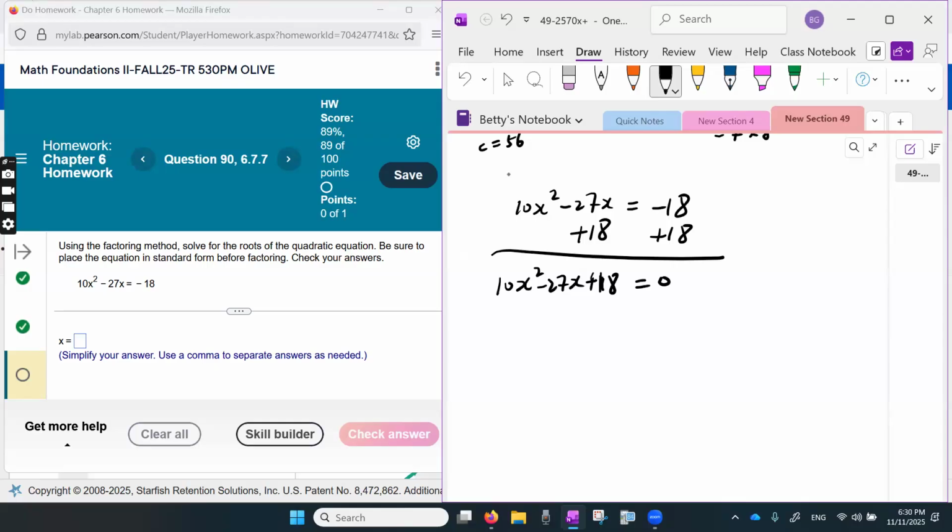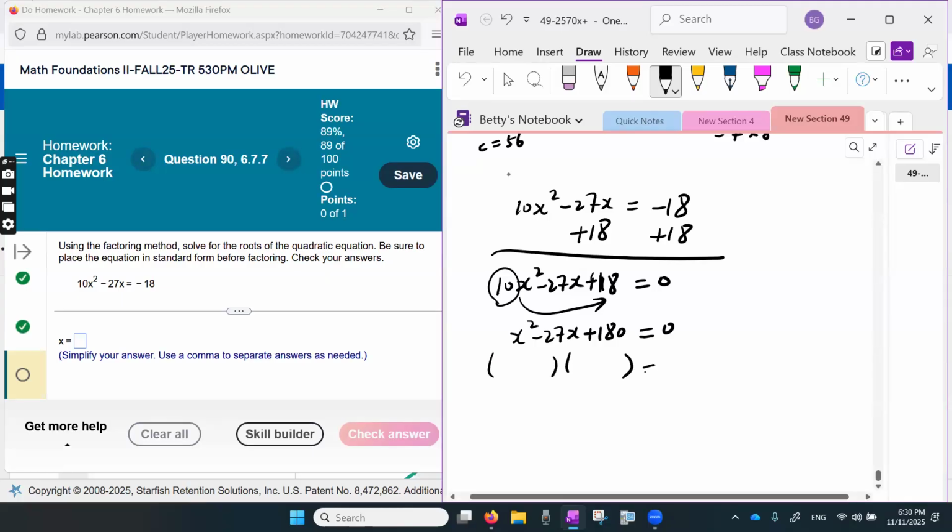Okay. Nothing to factor out. Slide and divide, right? x squared minus 27x plus 180. Slide and divide. In the middle, we have a shortcut. Here, we are going to do a shortcut. The two numbers are going to be both negative. Let's see which two negative numbers.